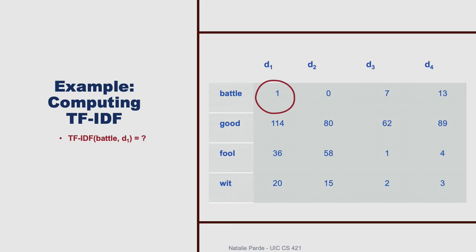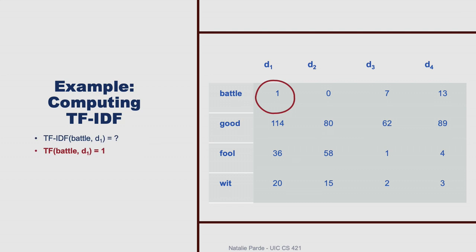To see what it's like to compute Tf-Idf in practice, we can work through an example. So let's say that we have the same 4 words that we were using previously, and then we just have some generic documents, D1, D2, D3, and D4. We want to find the Tf-Idf value corresponding to the first cell in our matrix. So it's the Tf-Idf for battle, given that we're working with document 1.